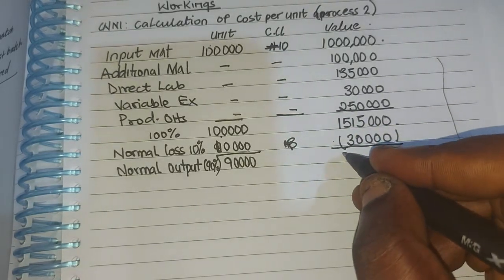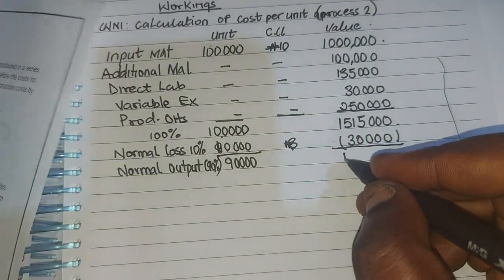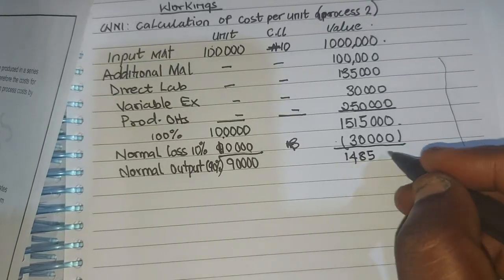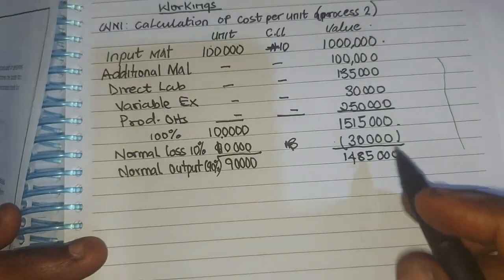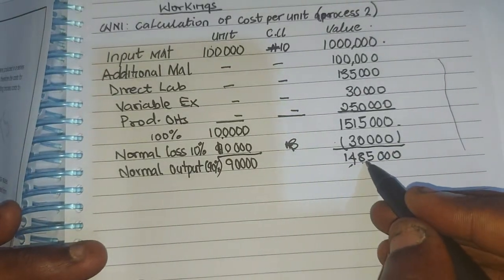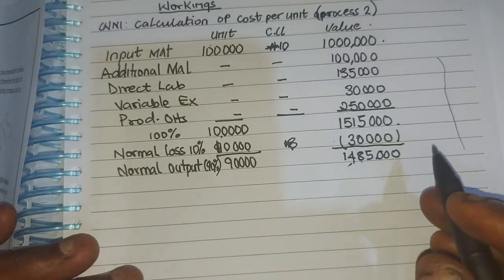And it will give nothing but 1,485,000. All right.